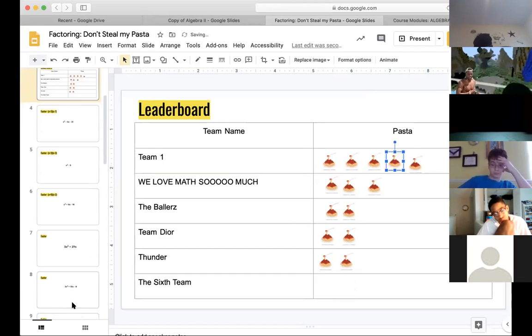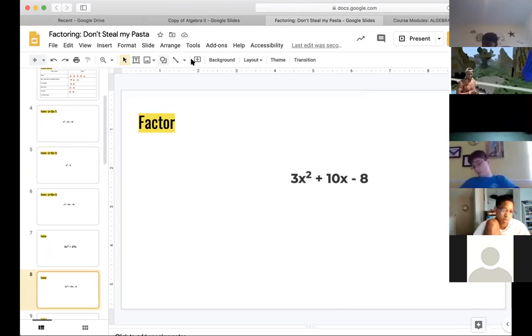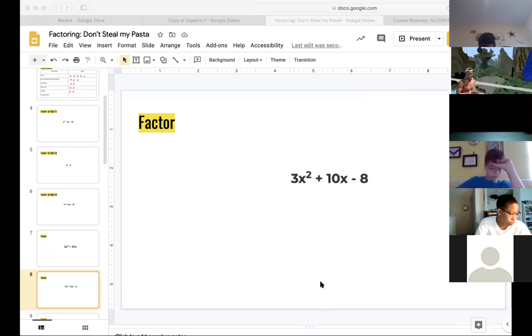Next question. Factor 3x squared plus 10x minus 8. 3x squared plus 10x minus 8. All right. 2 minutes in your breakout rooms.